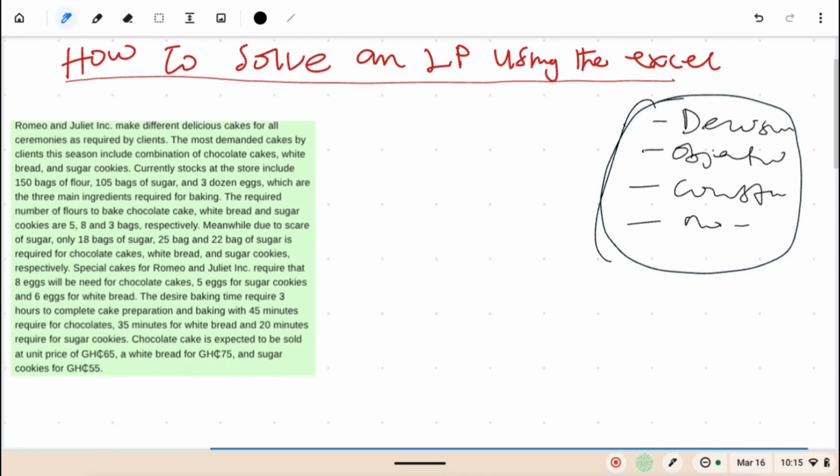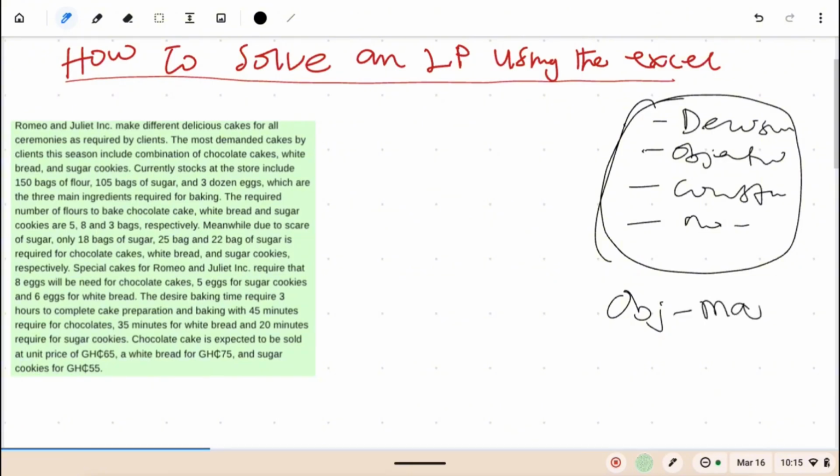Since we are producing, they say they produce delicious cakes. As they are producing, their main objective is to maximize profit. As a production, your objective is to make profit. So we know our objective function is to maximize profit, and this can be represented by Z.